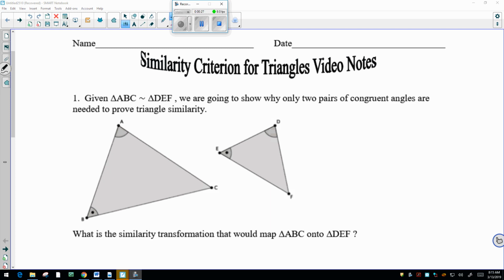Okay, so notice that angle B is marked congruent to angle E, and angle A is marked congruent to angle D. So we already know that they're similar. I only need those two angles. We're going to take a look at that.